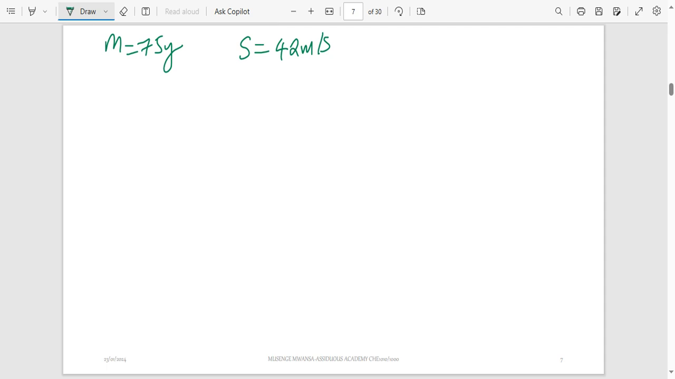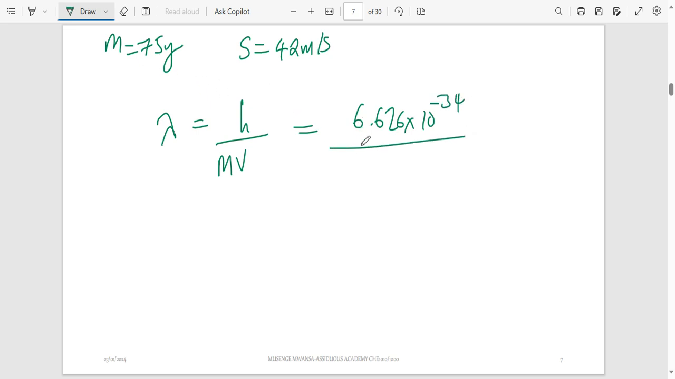So the question is, what is the de Broglie wavelength of a 75 grams ball moving with a speed of 42 meters per second? To do that, we know that wavelength is Planck's constant over momentum, and momentum is mass times velocity. So Planck's constant is 6.626 times 10 to the power negative 34 divided by mass. Mass should always be in kg, so 75 divided by 1000 is 0.075 kg, and then multiply that by the velocity, which should always be in meters per second, which is 42. And this is going to give us 2.1 times 10 to the power negative 34.